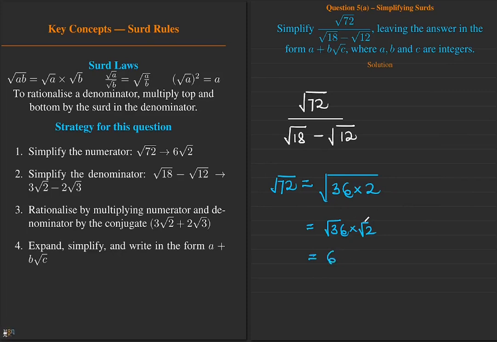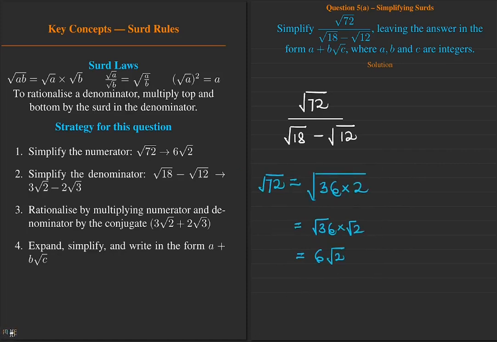So we have 6 times root 2. We have 6 root 2. This is how we write it. You see? So we then come to the 18, and then we do the same for all these sets, so that we write them in their simplest form, after which we can now solve.